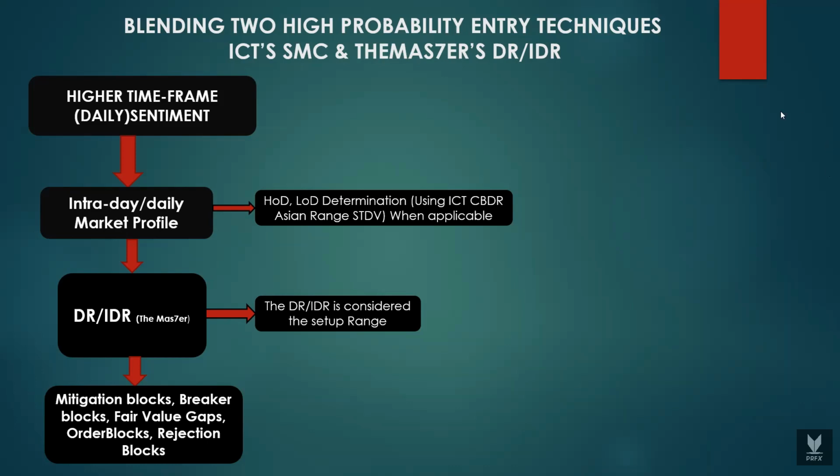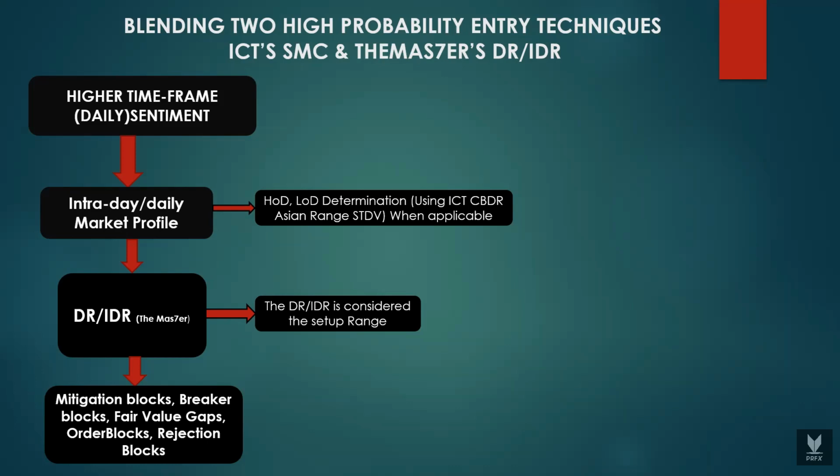Now, how am I blending these two concepts? Here's what I'm doing. The higher time frame takes precedence, as you can see here on my screen. The higher time frame is at the top of everything that I'm doing, followed by the intraday ICT daily market profile. Now, if I've identified what I intend to do on the higher time frame, there is a market profile that I look for on the daily time frame or on the 24-hour cycle, on days where the market is poised to trade higher or lower.